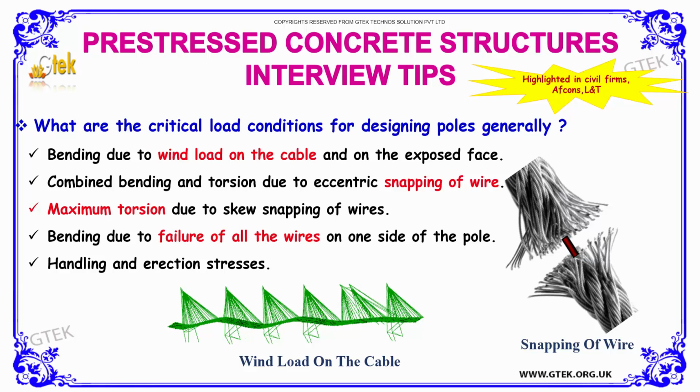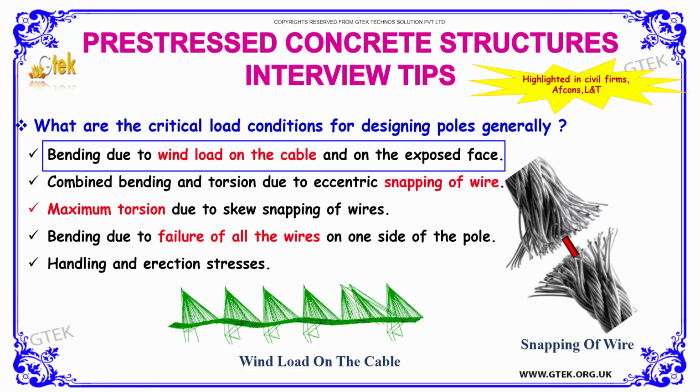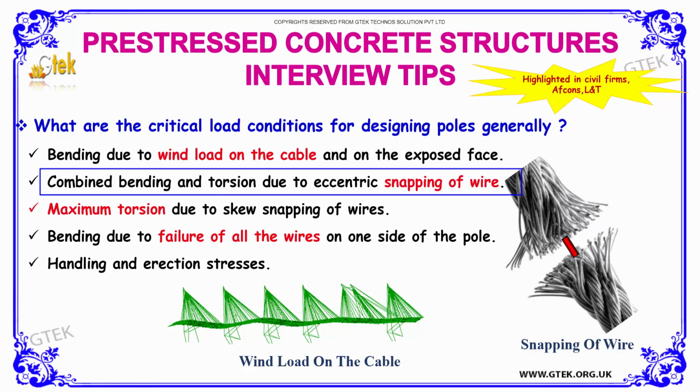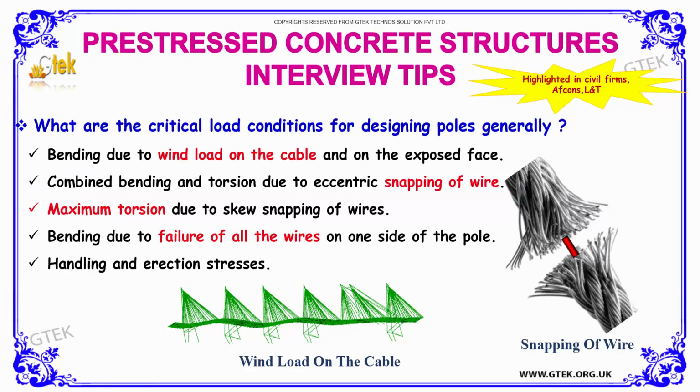We'll move to the next question. What are the critical load conditions for designing poles generally? The conditions are as follows. The first condition is bending due to wind load on the cable and on the exposed face. The second condition is combined bending and torsion due to eccentric snapping of wire.